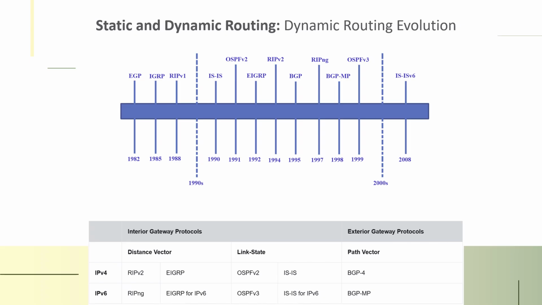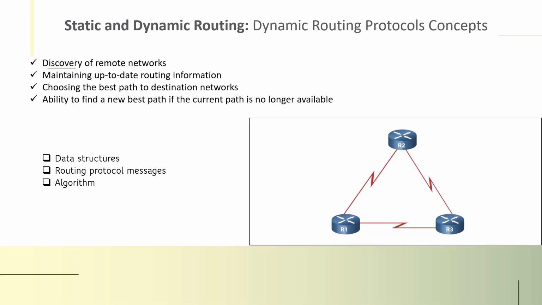And a routing protocol is a set of processes, algorithms, and messages that are used to exchange routing information and populate the routing table with the choice of the best path. The purpose of the dynamic routing protocol includes the following: discovery of remote networks, maintaining up-to-date routing information, choosing the best path to destination networks, and the ability to find a new best path if the current path is no longer available.